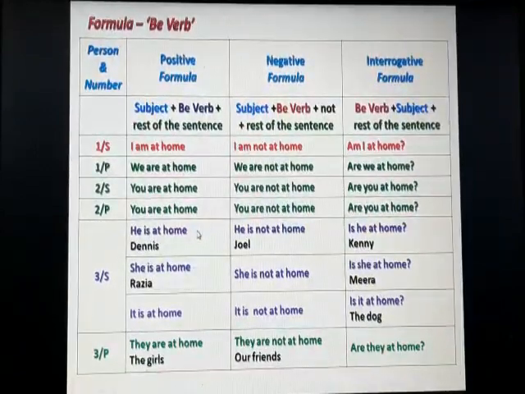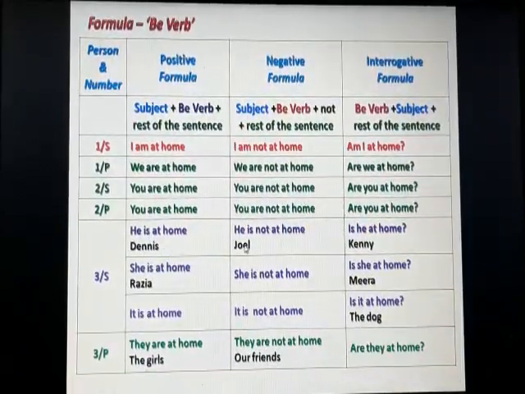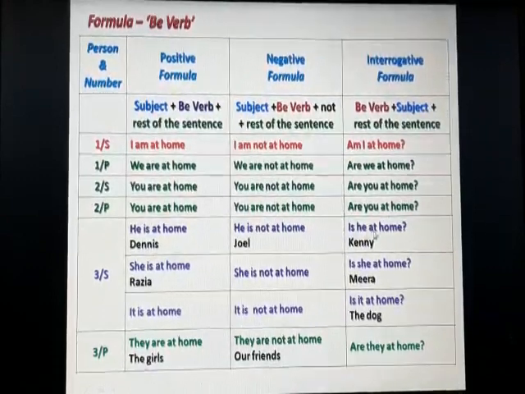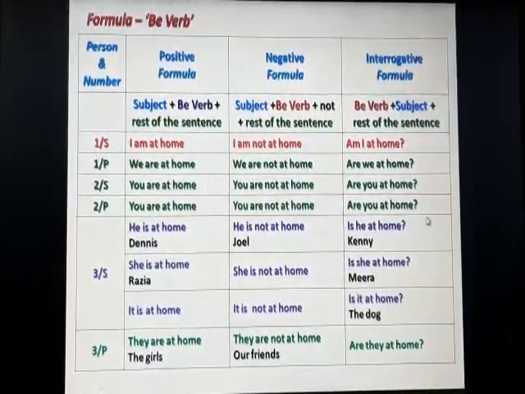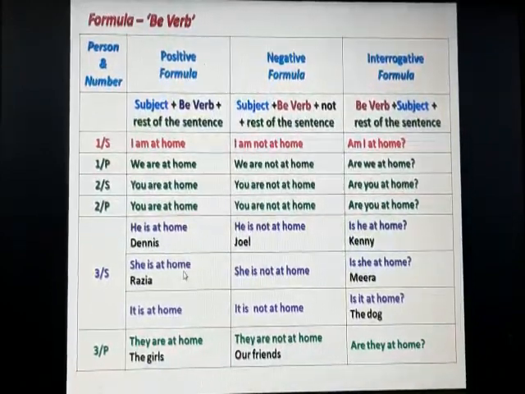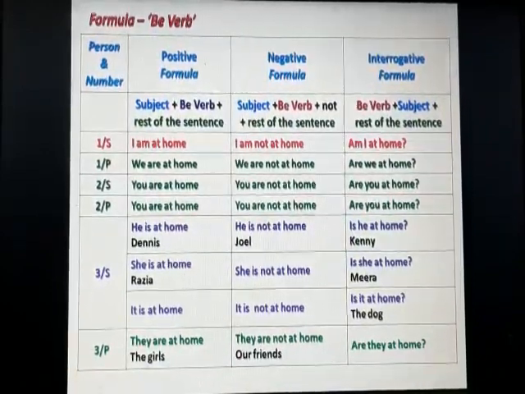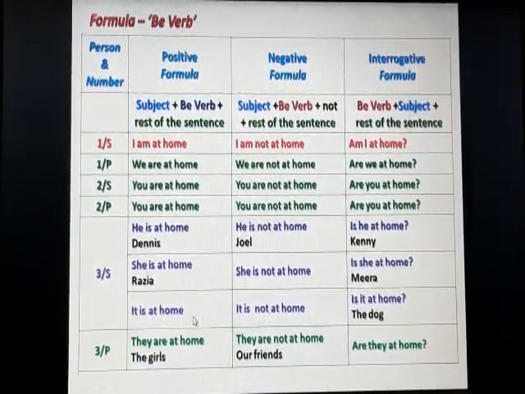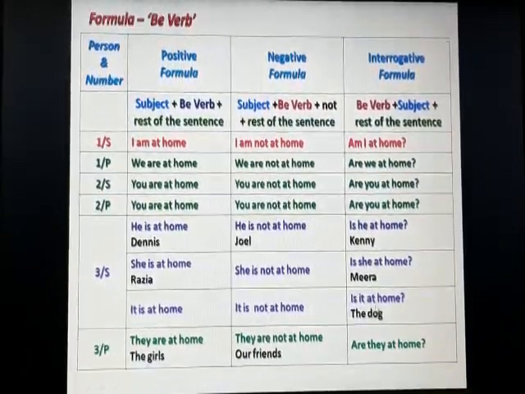He is at home, or we can say Dennis is at home. He is not at home in the negative. Joel is not at home. Is he at home? In the interrogative. She is at home. She is not at home. Is she at home? Or we can say, is Mira at home? It is at home. It is not at home. Is the dog at home?